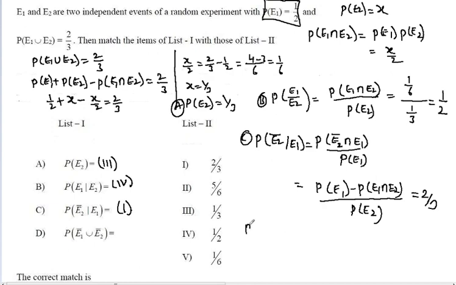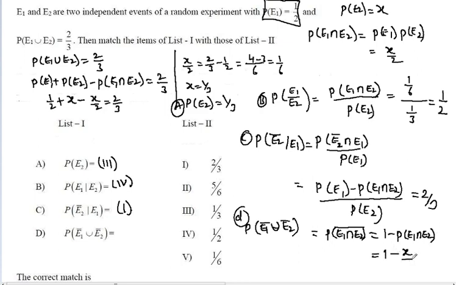And D, probability of E1 bar union E2 bar. This is the D option. P of E1 bar union E2 bar is equal to P of E1 intersection E2 whole bar, that is equal to 1 minus P of E1 intersection E2, that is equal to 1 minus X by 2, where X value is 1 by 3, that is equal to 1 minus 1 by 6, that is equal to 5 by 6.